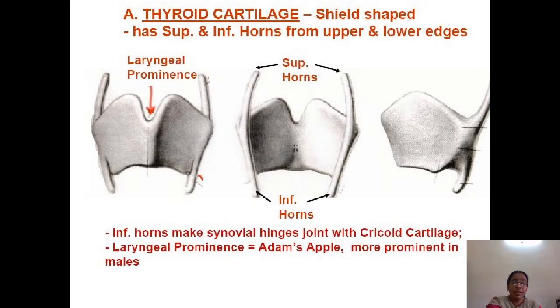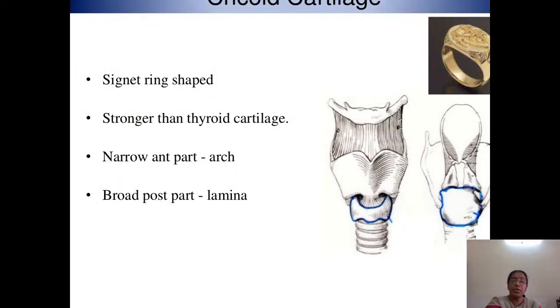Next, coming to the cricoid cartilage. The shape is ring-like. Anteriorly there is an arch, and posteriorly it is wide, having the laminae. This is the arch and this is the lamina, and this is stronger than the thyroid cartilage.